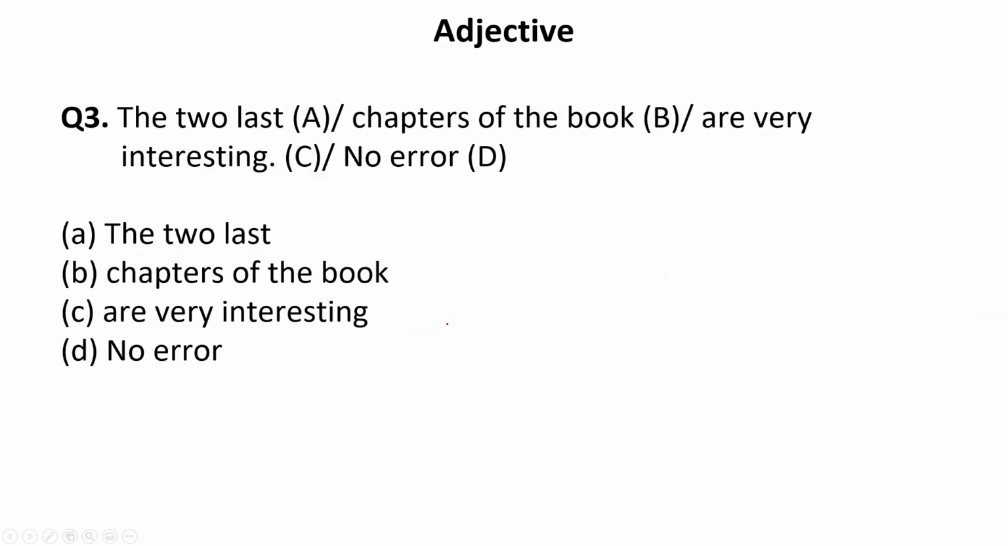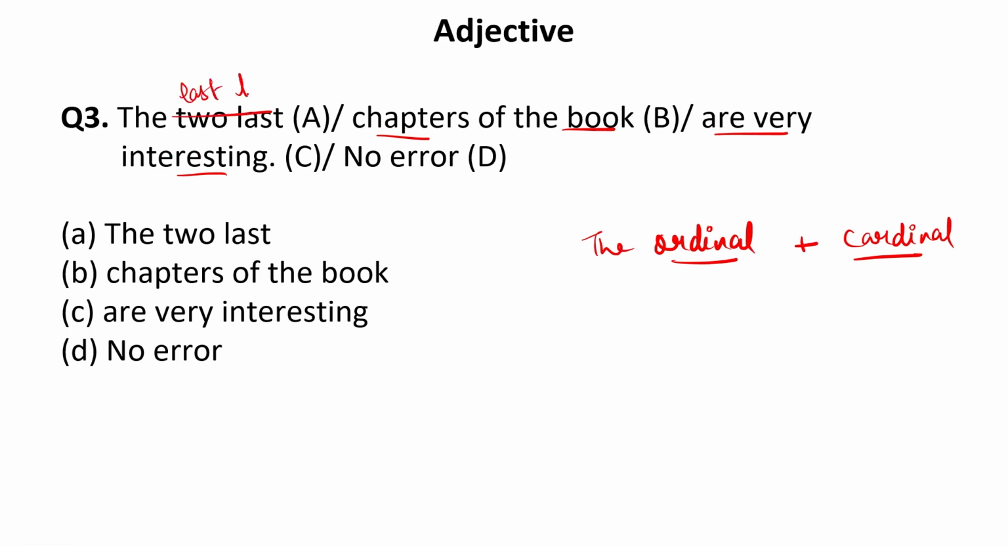Now let us move to the next one. The two last chapters of the book are very interesting. Now, whenever we have an ordinal number and a cardinal number, we write ordinal first and then cardinal. And before ordinal, we need to write the. So the two last should be replaced with the last two. So the correct sentence will be, the last two chapters of the book are very interesting. So the error is in part A. So our answer is A.